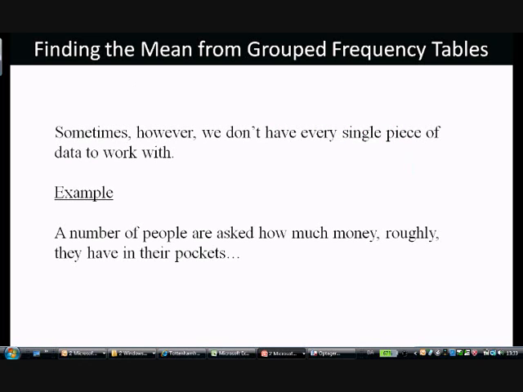So what this is all about is when you don't have all of the exact numbers, but you've just got a table with certain information about the numbers. So sometimes, however, we don't have every single piece of data information to work with. For example, a number of people are asked how much money roughly they have in their pockets. Just write that down, pause the film.